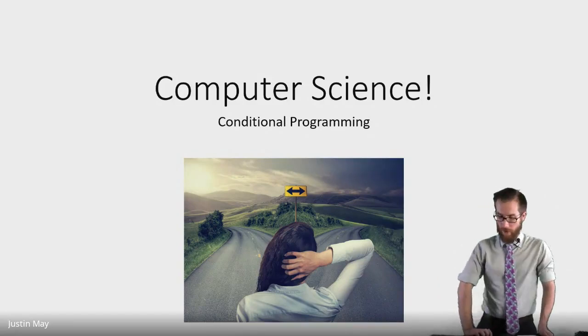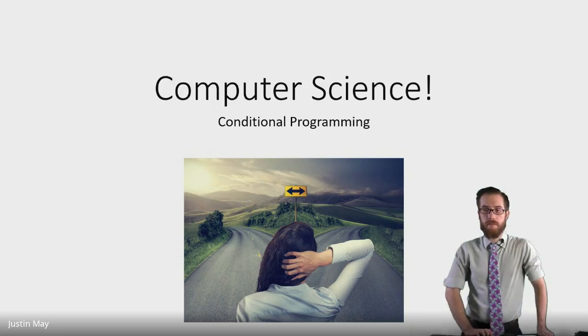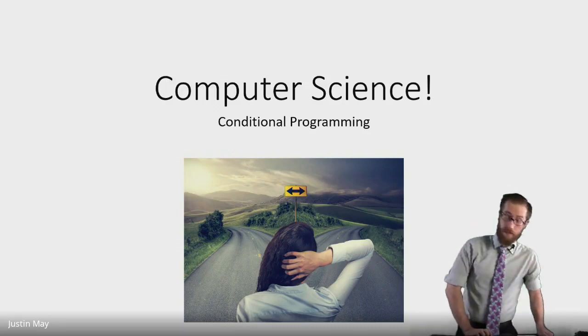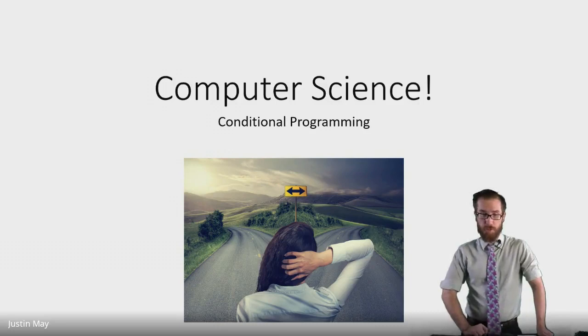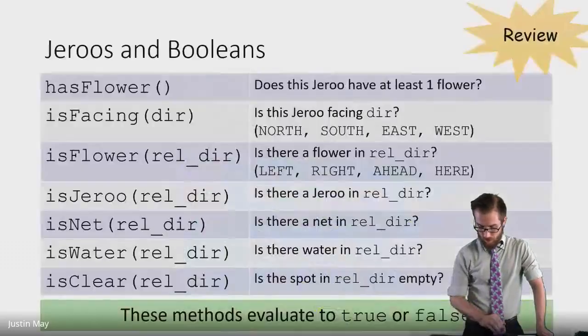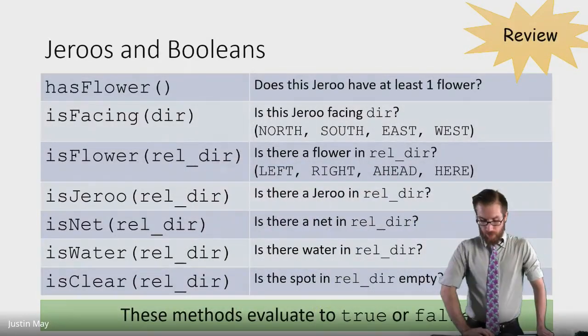We're going to talk about how to write code that does something sometimes and other things other times. So this is conditional programming. This is stuff we learned last class.